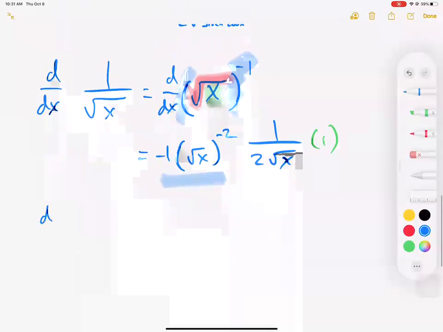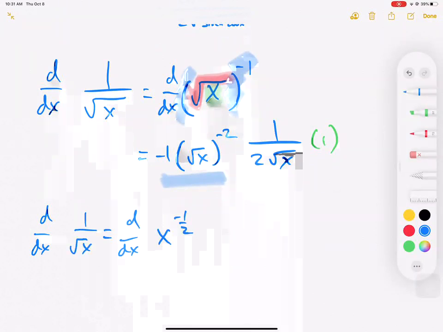Okay, you know what? What if I wrote it a different way? What if I wrote 1 over square root of x is equal to d over dx of x to the negative 1/2 power? Will this change our answer? Is everyone okay that I can write this as a negative exponent?